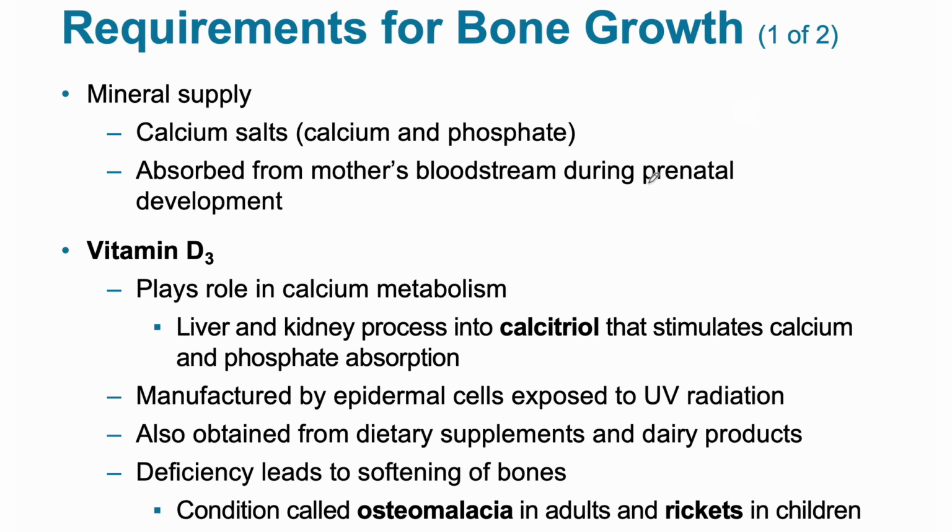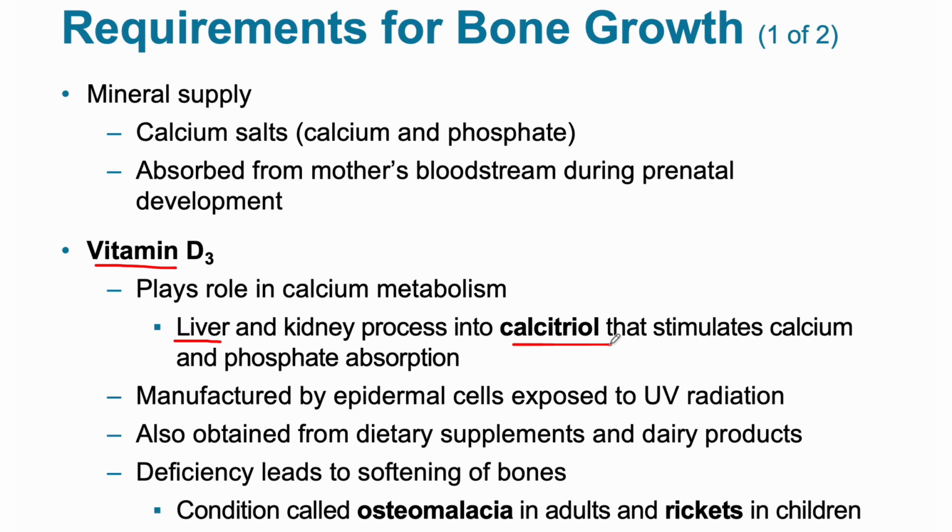You may also recall from Module 5.3, I'll put a link in the card above, the importance of sunlight in producing vitamin D3. Again, vitamin D3 plays an important role in normal calcium metabolism. Vitamin D3 can be manufactured by epidermal cells of the skin exposed to UV radiation, or it can also be obtained from dietary supplements. After vitamin D3 is processed by your liver, the kidneys convert a derivative of this vitamin into calcitriol. That's a hormone that stimulates the absorption of calcium and phosphate ions in the digestive tract.